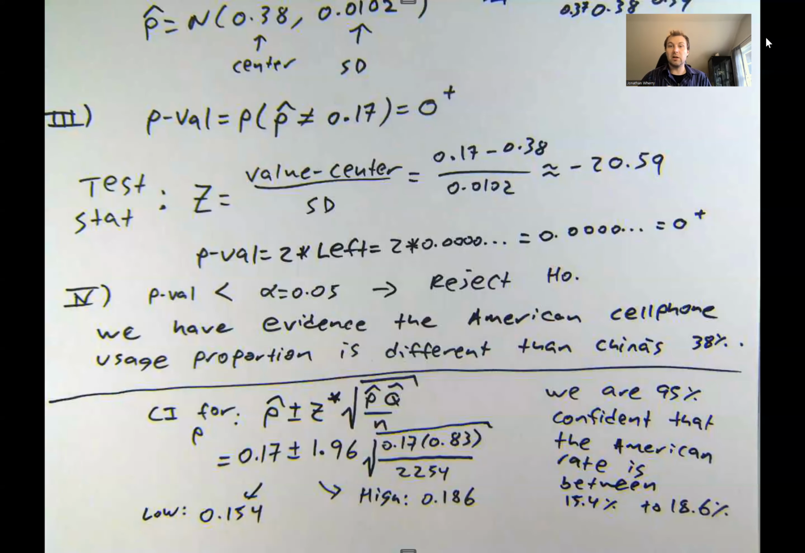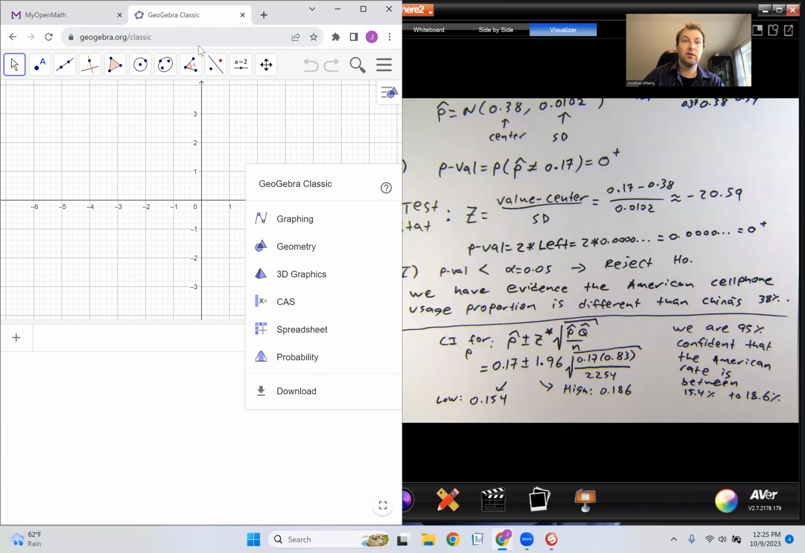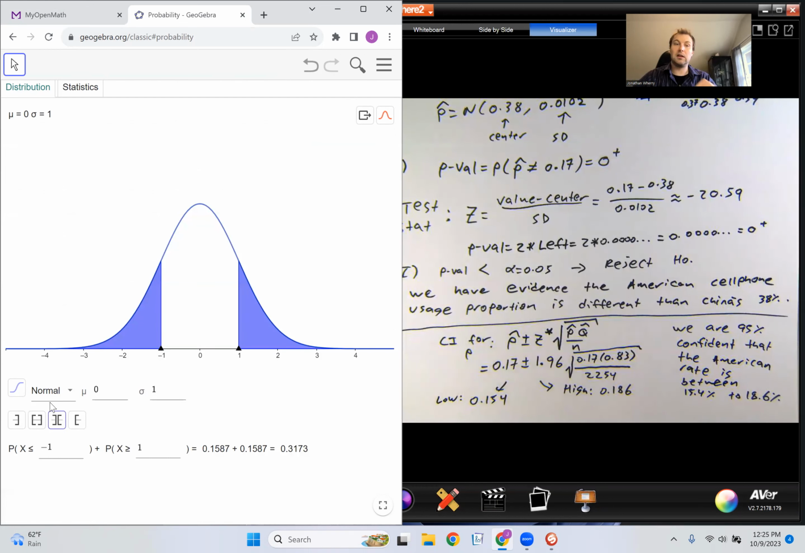Now I want to use GeoGebra just to double check my values before I type anything into MyOpenMath. So I've gone to geogebra.org and I've chosen the option for Classic. I like the interface for Classic. And I'm going into probability. This gives me a normal curve. And if I choose this option with the brackets pointing out, it will shade my two tails. And I'm going to type in my z-score of negative 20.59. And my other z-score would be the same thing, but positive 20.59. And you'll notice that inside of GeoGebra, it's giving me that same p-value of 0+. So I'm not too alarmed by that.